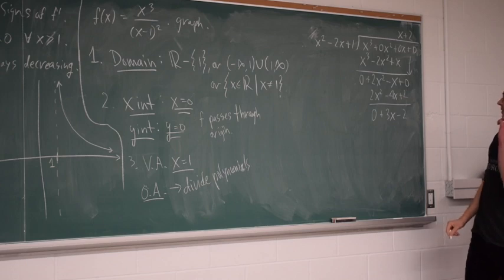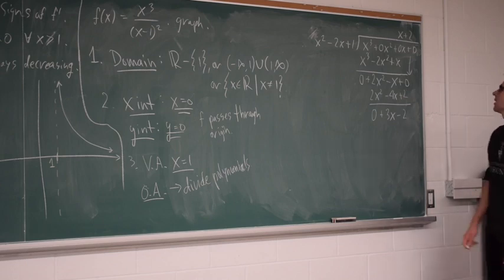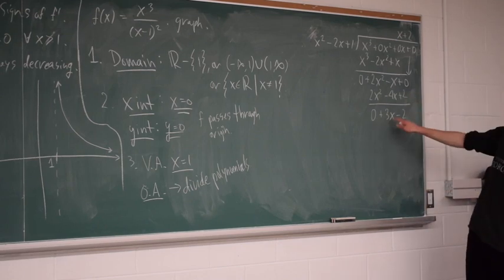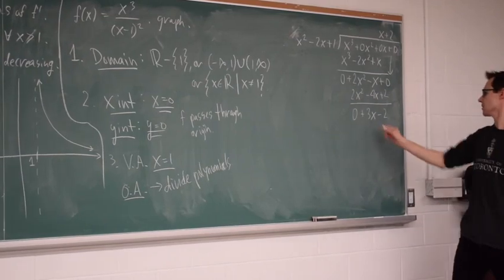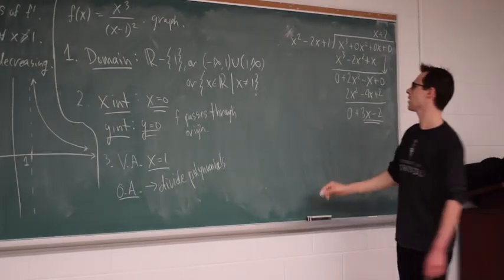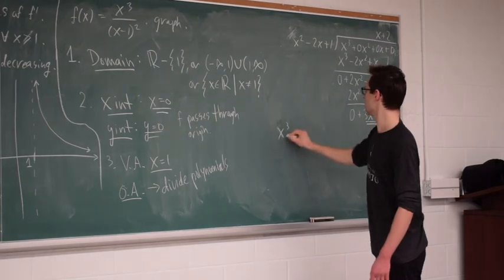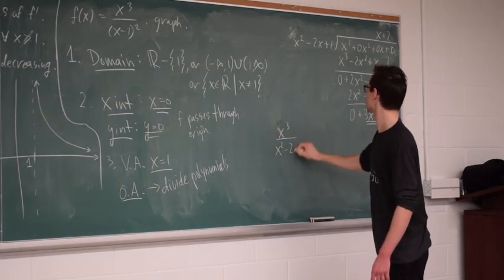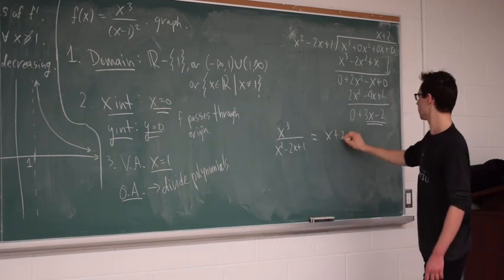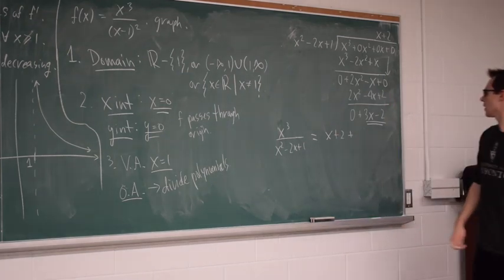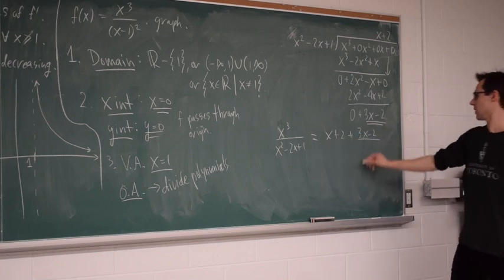And lastly, what must we put? Nothing. We're done. Okay? How do I know we're done? There's no way to cancel that. We have an x squared there. So this is the remainder term, and the result of our division is this. That x cubed over x squared minus 2x plus 1 is equal to x plus 2 plus the remainder term. So 3x minus 2 divided by the bottom.